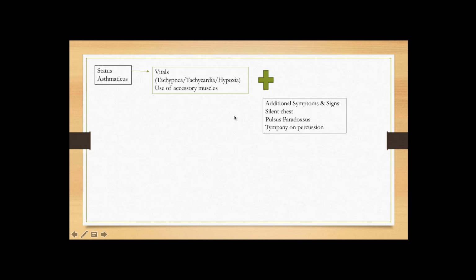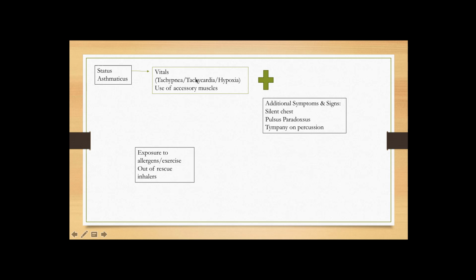Additional symptoms and signs for status asthmaticus are that they can have a silent chest. So actually, classic status would be silent chest. Remember that not all patients will have wheezing. Not all that wheezes is asthma, and not all asthma wheezes. They can also show pulsus paradoxus, and when you examine them, they may have some tympany on percussion, or it may be normal percussion too.